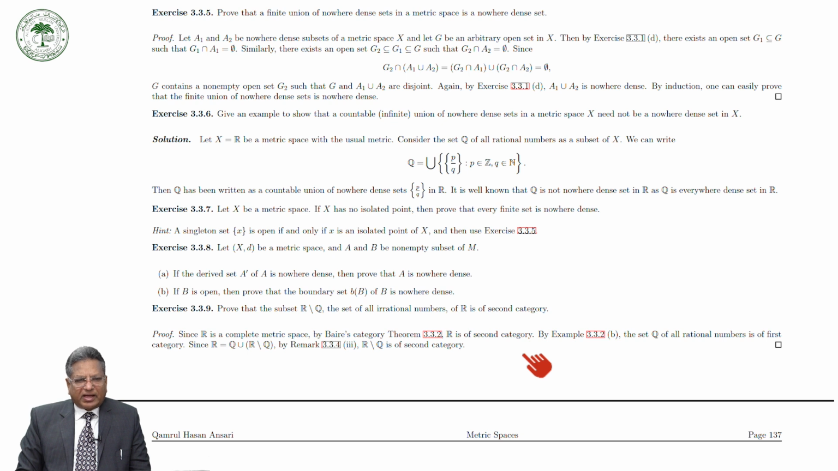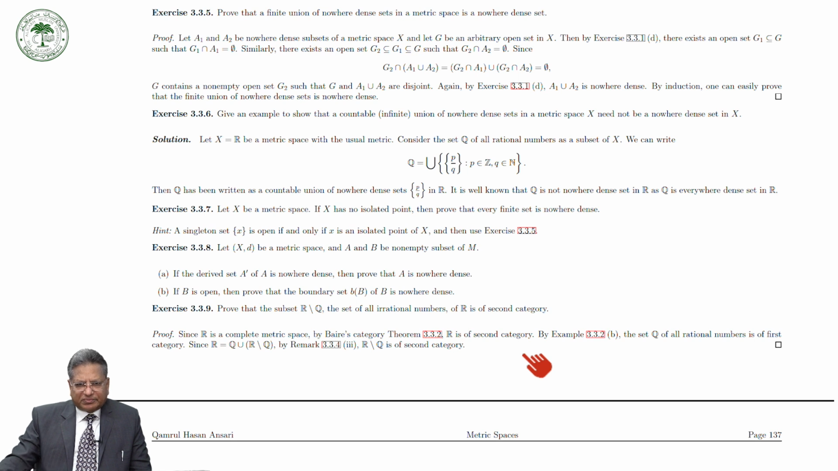Then, as a result, you can use this exercise which says to prove that a finite union of nowhere dense sets is a nowhere dense set. So this can be used as a result, but here I have put it as an exercise. Again, you try to prove this one, that a finite union of nowhere dense sets in a metric space is nowhere dense. If you could not succeed, then check the solution here.